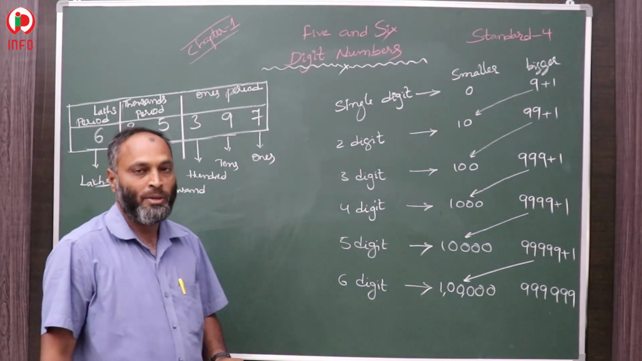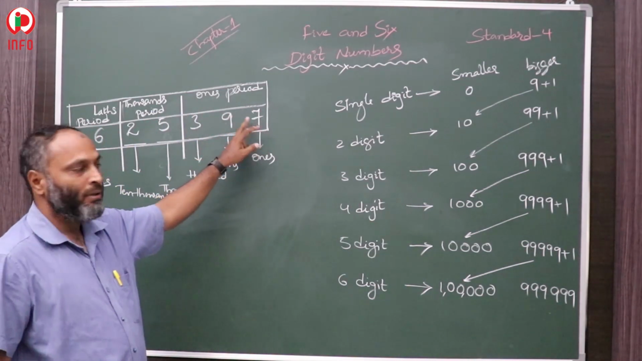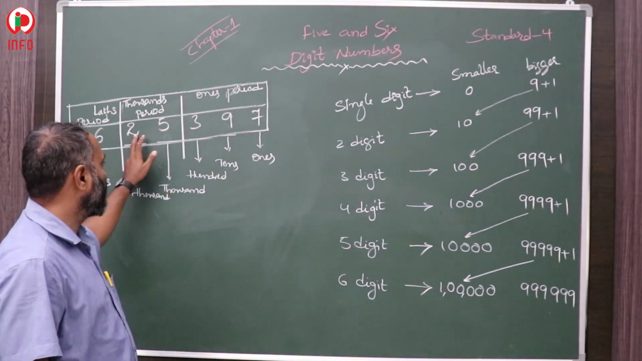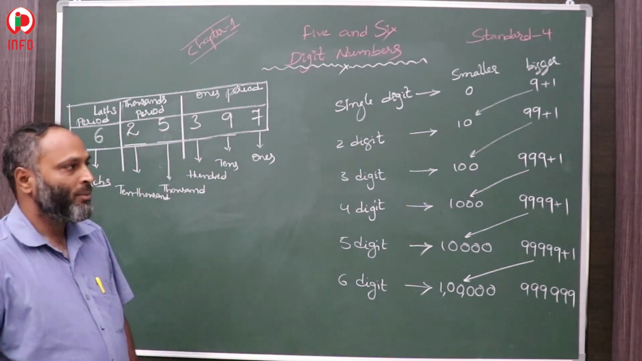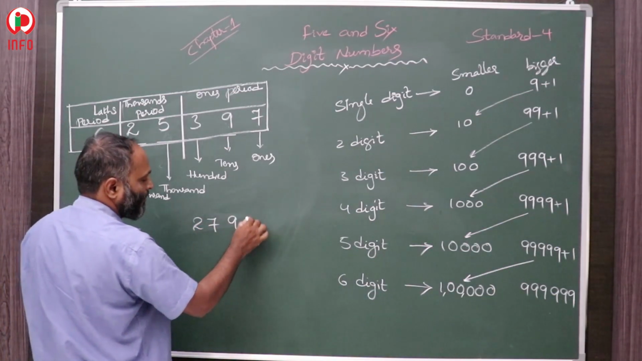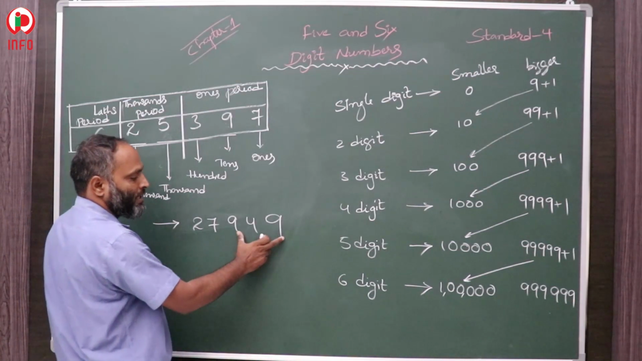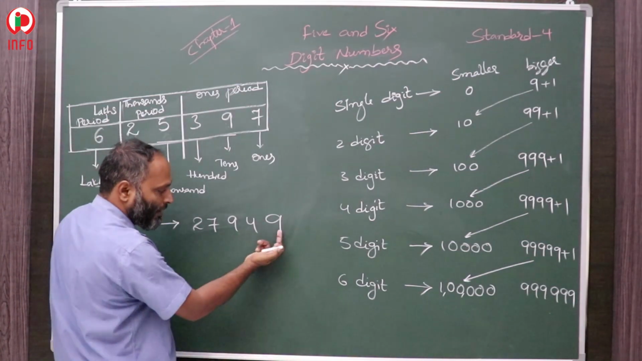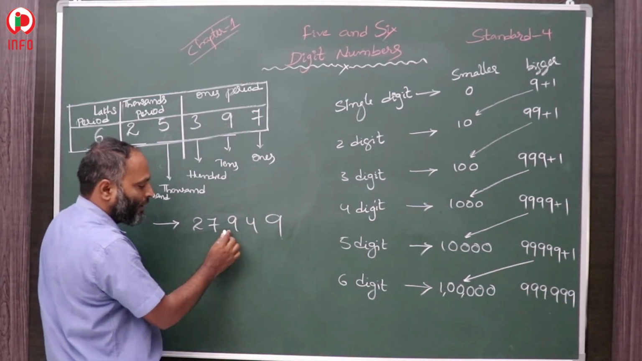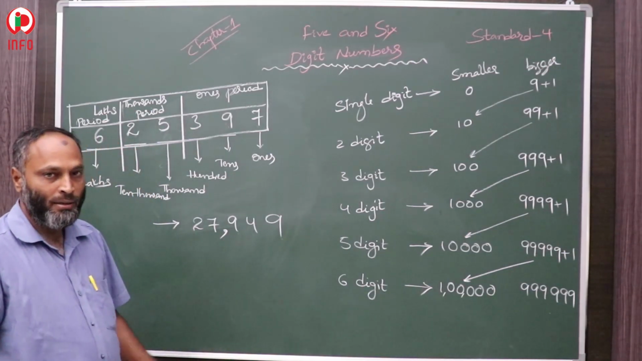Then how to represent and how to read, we explained. This is our first place value, second place value, third place value, fourth place value, fifth place value, sixth place value. If a number is given like 27949, a 5 digit number, then the starting 3 digits are the ones period. After completing the ones period, after 3 digits, you keep a comma. Then these are the thousands period, separate.